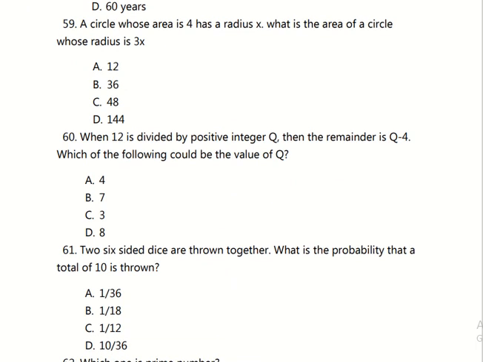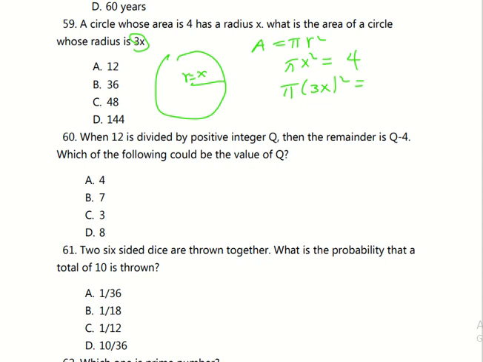The next one, a circle whose area is 4 has radius x. There is a circle, the radius is x, and the area is given to us. That means area of a circle is pi r square. That means pi x square is equal to 4. What's the area of the circle whose radius is 3x? Pi x square is 4, but when the radius is 3x it means pi times 3x square will be what?